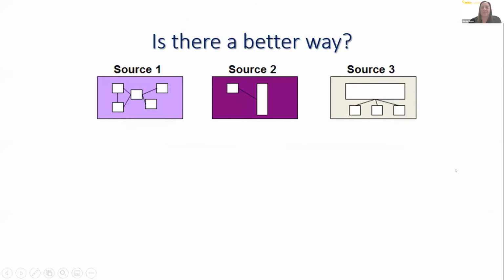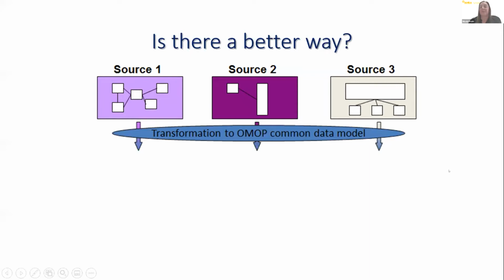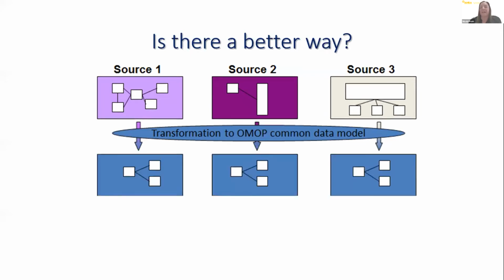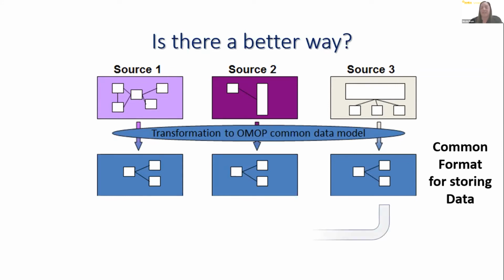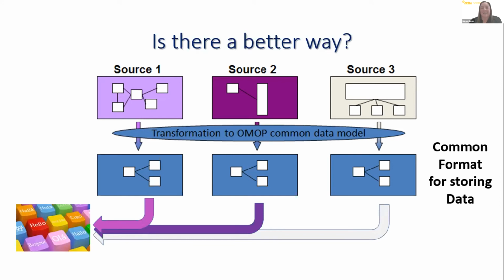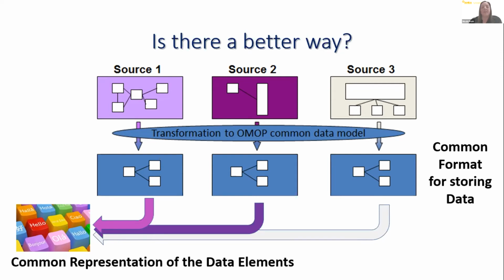So is there a better way? Could we take each of those different data sources and translate them into a common data model or a common structure so that the data sets are in a similar format? So a common format for storing the data. And then could we translate the data that's contained within those data sources into a common language, a common representation of the data elements that are within them?